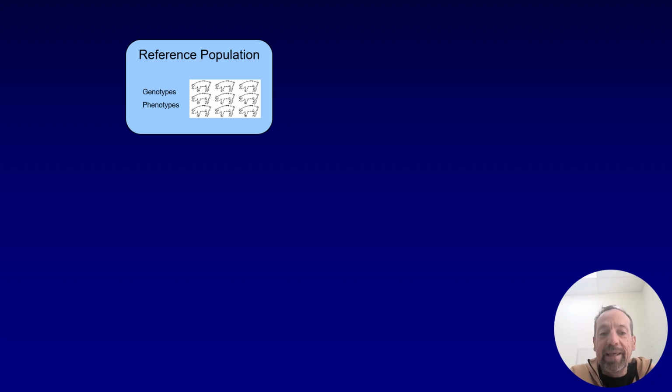So the first thing you need is a reference population where you have individuals measured for the trait of interest. And you need a large number of individuals because typically the effects of the genes or mutations you're trying to track are quite small. And you also need genotypes on these individuals. For example, 50,000 SNPs or 100,000 SNPs across the genome.